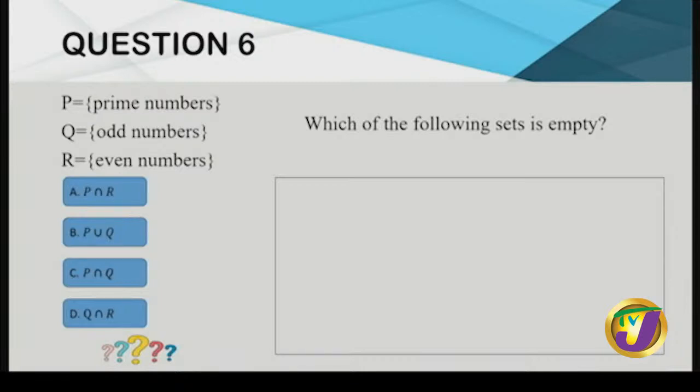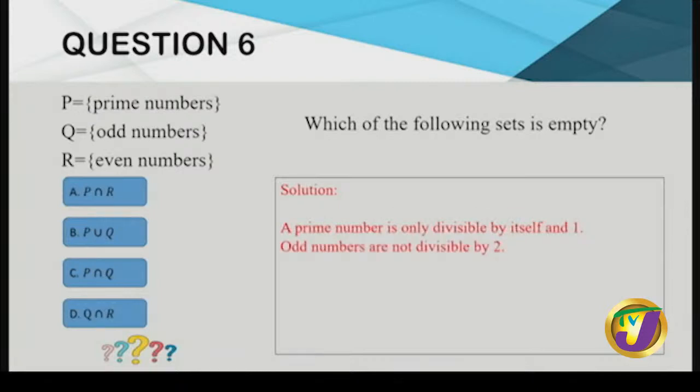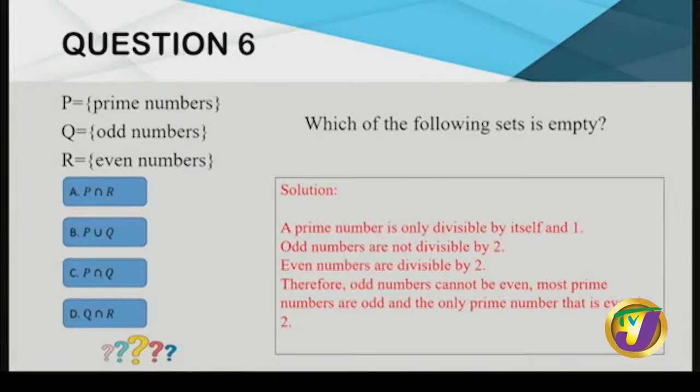If we link it with even numbers, there's only 1 even number that is prime. Odd numbers cannot be divided by 2 without a remainder, so they are not even. So based on our discussion, which of these options would work to be empty? Odd numbers cannot be even, and most prime numbers are odd numbers, and the only prime number that is even is 2. So the option here that fits would be option D.